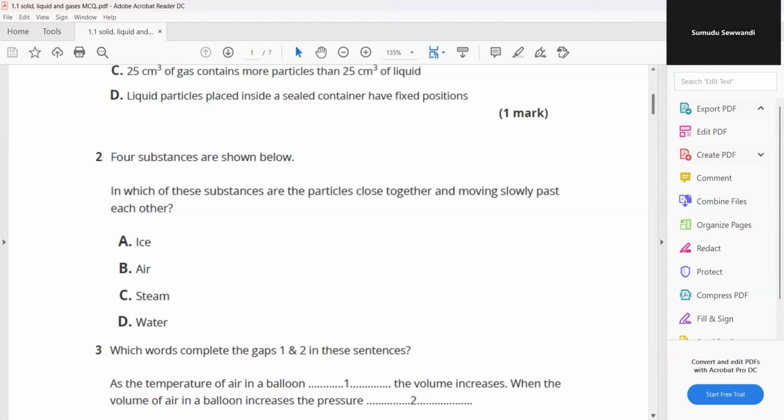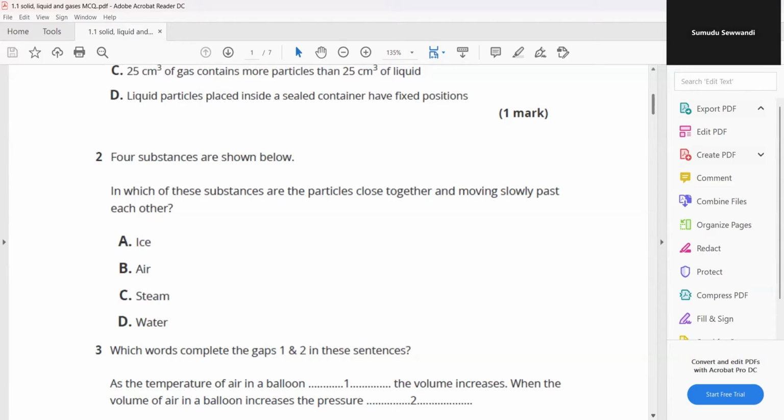Consider ice. This is a solid. Particles are tightly packed in a fixed regular pattern. Particles vibrate in place but do not move past each other. Consider air. This is a gas. Particles are far apart and move freely and rapidly. Consider steam. This is also a gas. We call it water vapor. And like air, particles are far apart and move rapidly.